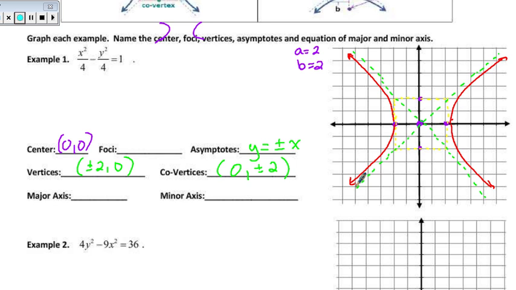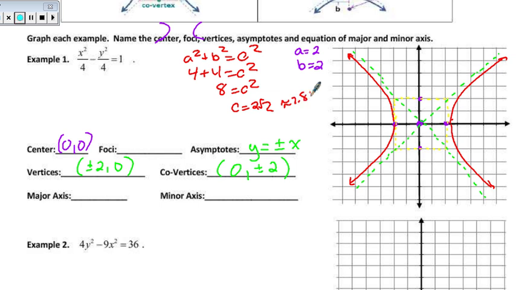What I'm missing from the graph at this point is our foci. Now, foci for the hyperbola are going to be inside of the hyperbola itself. What I said is that it's going to be a squared plus b squared is equal to c squared. So it's going to be 4 plus 4 is equal to c squared. 8 is equal to c squared. So I know c is going to be 2 square roots of 2, and that is about 2.8. If I count 1, 2 plus a little bit more, 1, 2 plus a little bit more, that's where our foci would be sitting.